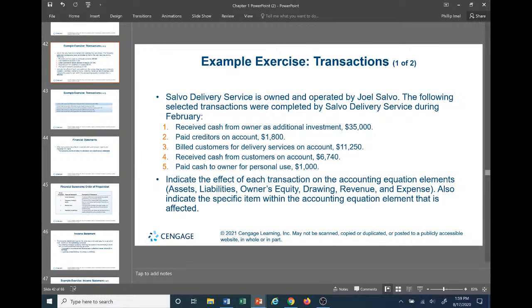Let's go back and look at the third transaction for the month of February. In the month of February, Salvo Delivery Services incurred, it says here, they billed customers for delivery services on account of $11,250. So if we're going to bill customers for delivery services on account, then obviously if we're billing them, we're going to have a receivable, right? Remember, accounts receivable, we've billed them now. So now it's the flip side of the coin.